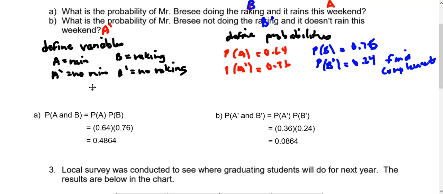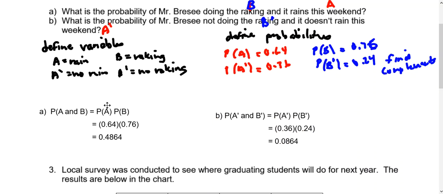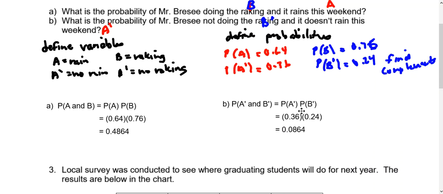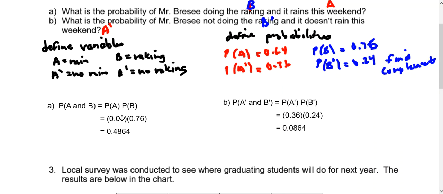All right, so I've got my answers here. I've got 48% that if it rains, I do the raking and it rains. And I've got 8.64% if I don't do the raking and it doesn't rain. So I can write some therefore sentences for that too.